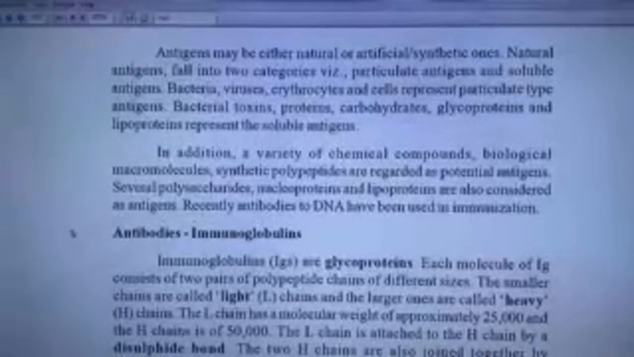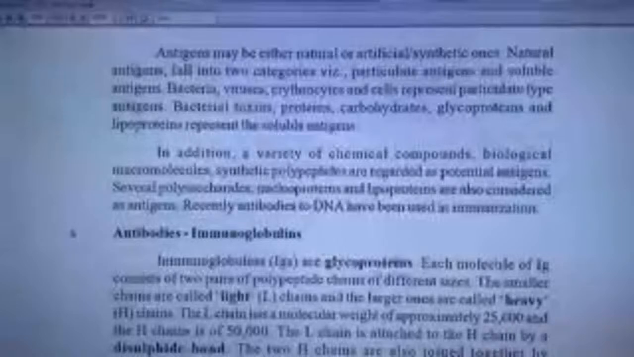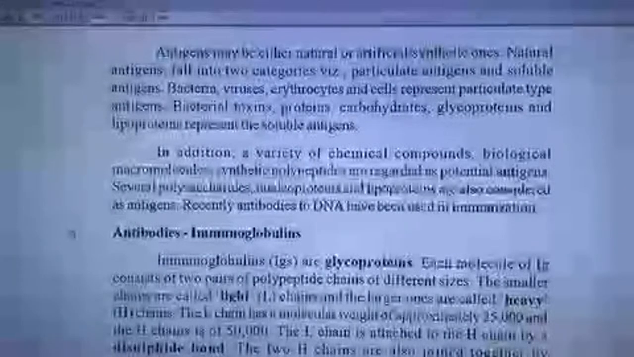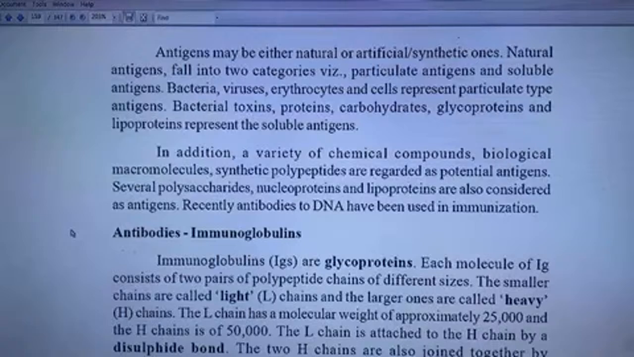Antigens may be either natural or artificial synthetic ones. Natural antigens fall into two categories: particulate antigens and soluble antigens. Lymphocytes and cells represent the particulate type. Toxins, proteins, carbohydrates, glycoproteins, and lipoproteins represent the soluble antigens. In addition, a variety of chemical compounds, biological macromolecules, and synthetic polypeptides are regarded as potential antigens. Several polysaccharides, nucleoproteins, and lipoproteins are also considered as antigens.